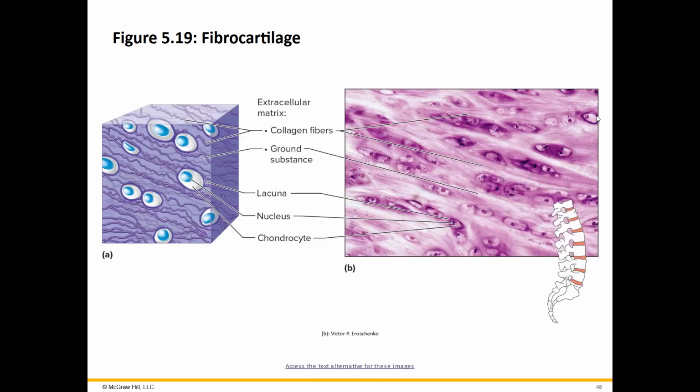Fibrocartilage, again, those big lacuna, empty spaces, the tiny chondrocyte. Then look at how much collagen. That is so densely packed. It's very sturdy, very shock absorbent. This is your discs.